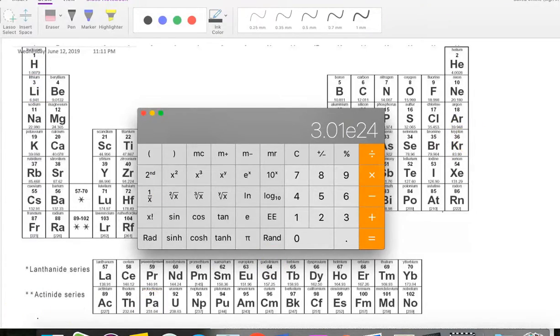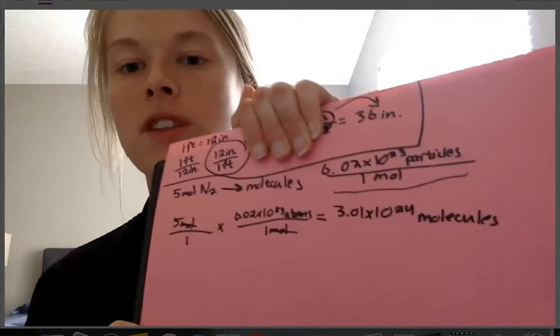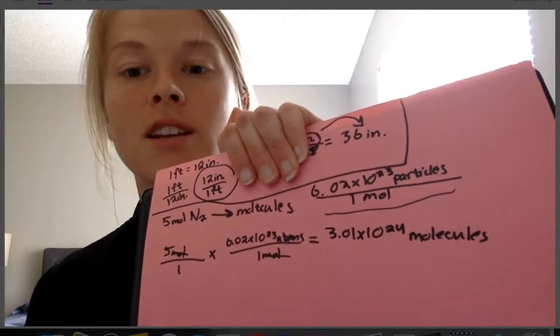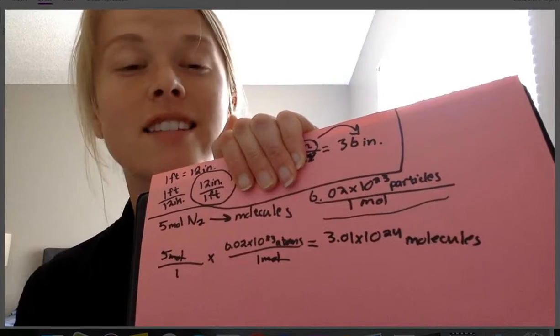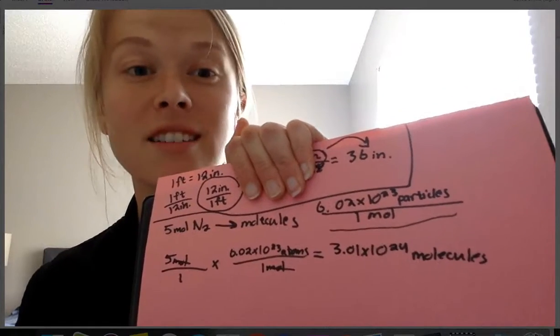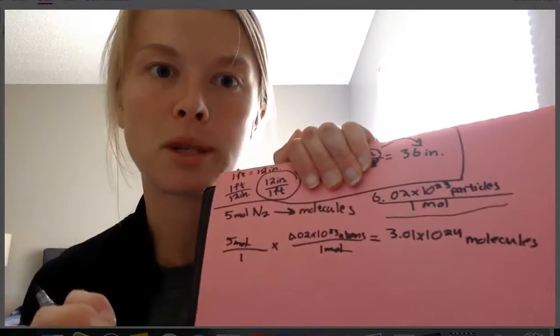Let's see if I can flip my screen back. There we go. So my answer for this one is going to be 3.01 times 10 to the 24th molecules. That seems like a huge, huge number, and it is, but remember these molecules are super duper tiny, so that's fine.